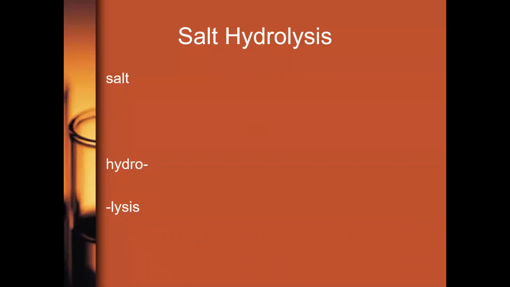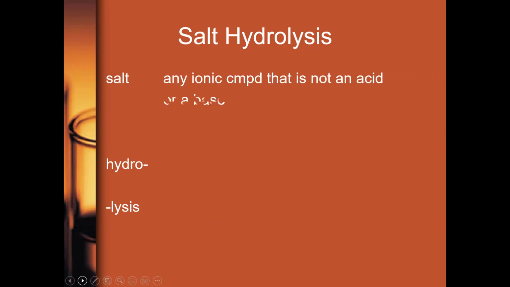All right, so the process where we are trying to determine if a salt is going to be acidic, basic, or neutral is we're going to go through salt hydrolysis. Remember, a salt is any ionic compound that is not an acid or a base. So it is not going to start with hydrogen or end in hydroxide. That includes our weak base of ammonia as well. So our cation is not hydrogen and our anion is not hydroxide.